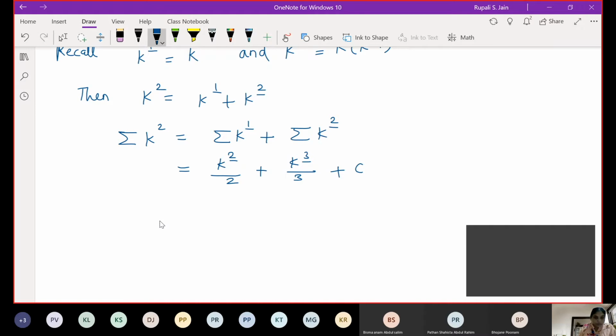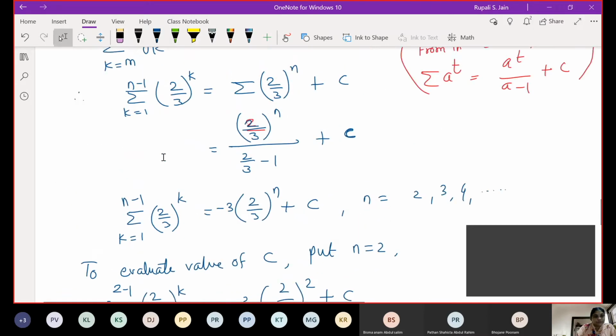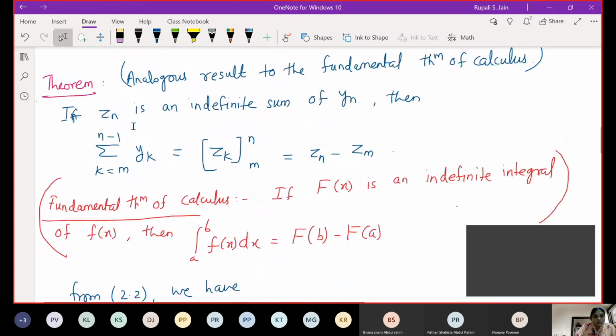Now just now we have proved this, 2.7. This is 2.7, right? Theorem 2.7. Now how can I write k is equal to 1 to L, k square? What is its indefinite sum? It is k to the 2 falling by 2 plus k to the 3 falling by 3, right? That is my Zk.